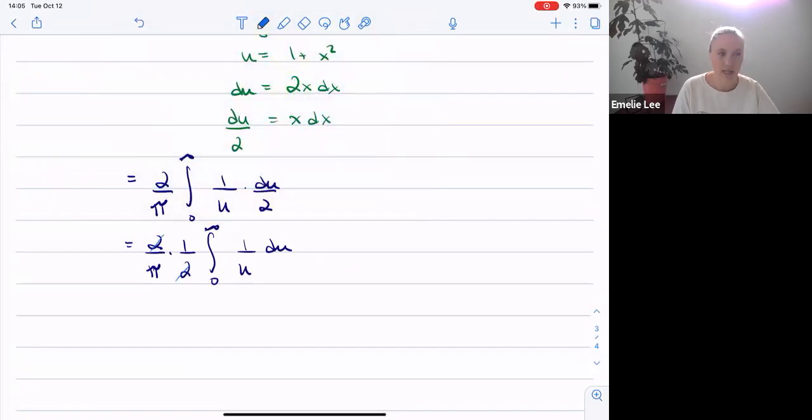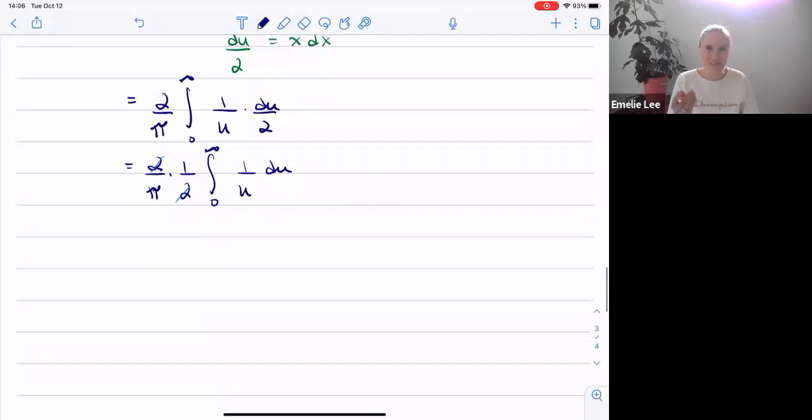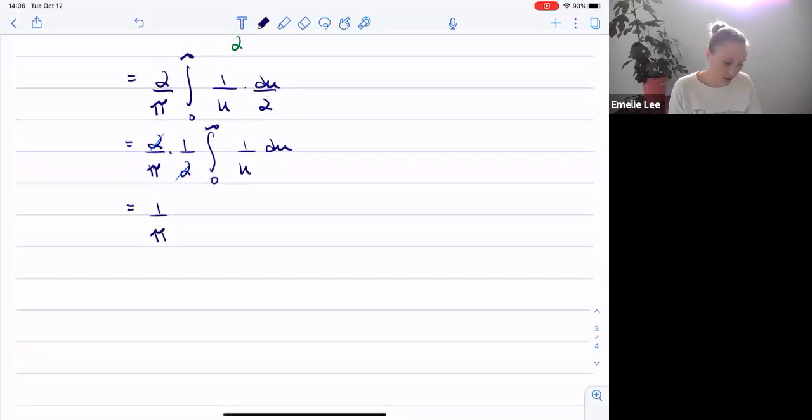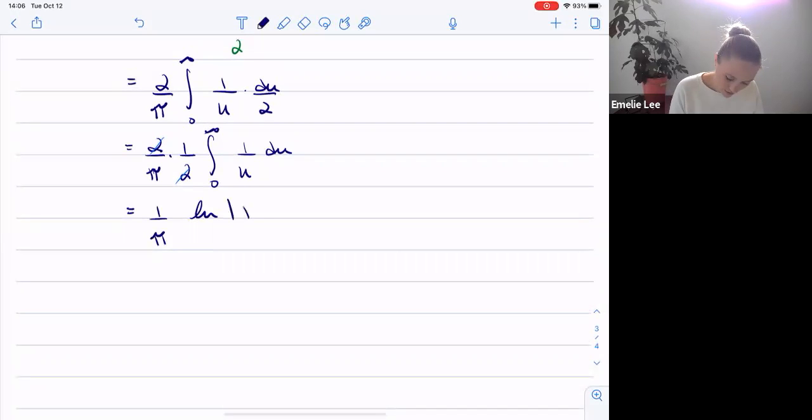This means that 2 over 2 cancels out, so they disappear. And then I have the integral of 1 over u du, which we know is the log of the absolute value of u. But I'm going to re-substitute u equals 1 plus x squared. So then what I end up with is 1 over pi, because those 2's canceled, times the natural log of the absolute value of 1 plus x squared, evaluated from 0 to infinity. I don't need those absolute values, but whatever, it doesn't hurt.